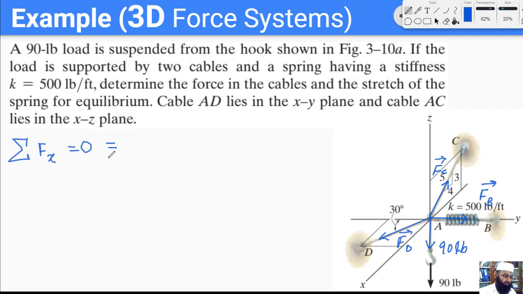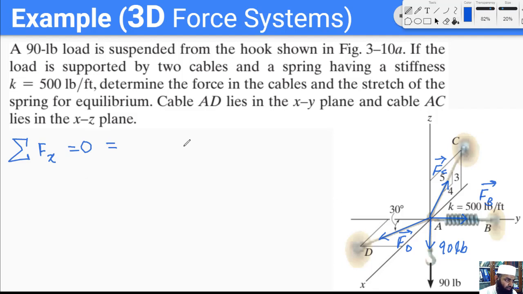So we have named all the unknown forces. FB has no component in the X direction, and neither does this 90 pound force. The only forces which have a component in the X direction are FD and FC. So what is the X component of this force FD? FD lies in the XY plane.